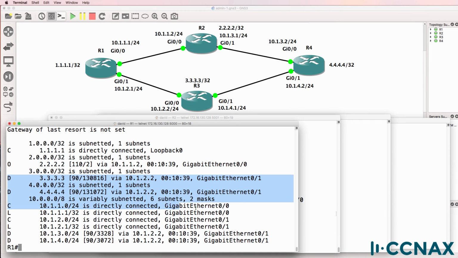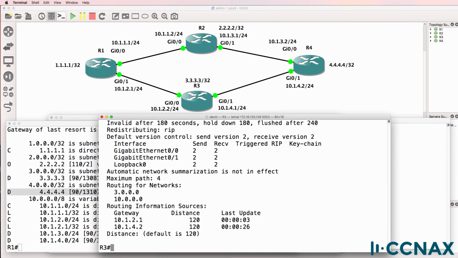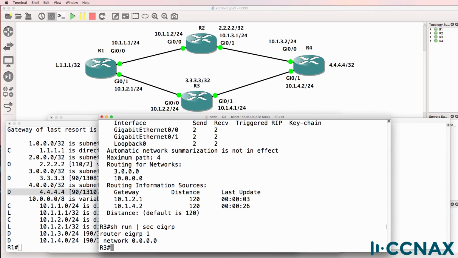So for both the loopbacks of router 3 and router 4, EIGRP is used, but OSPF is used for the loopback of router 2. So let's concentrate on this network. EIGRP is used at the moment. So on router 3, this is the configuration of EIGRP.